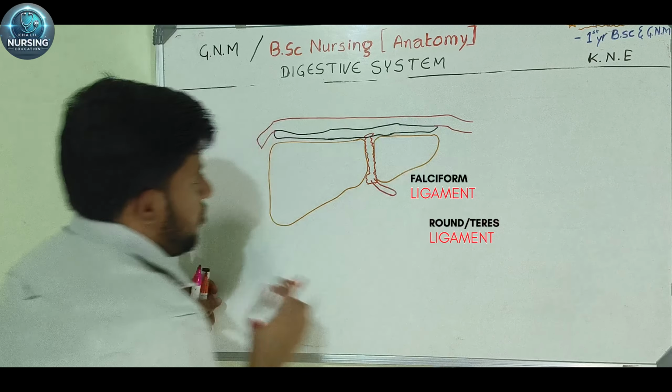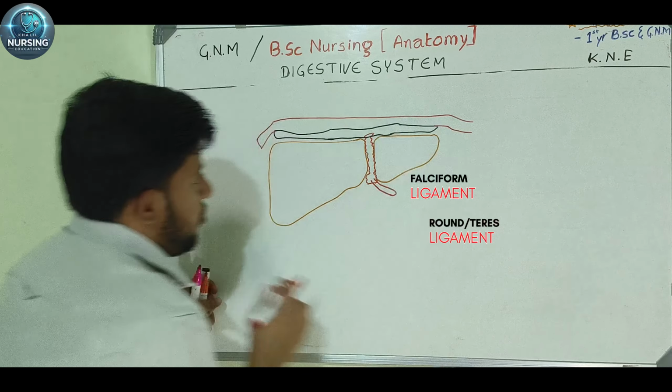Clear? And this one is the falciform ligament, this one is the round ligament called ligamentum teres. This ligamentum teres is a remnant of the fetal umbilical vein. Clear? So right lobe, left lobe, we have discussed this.